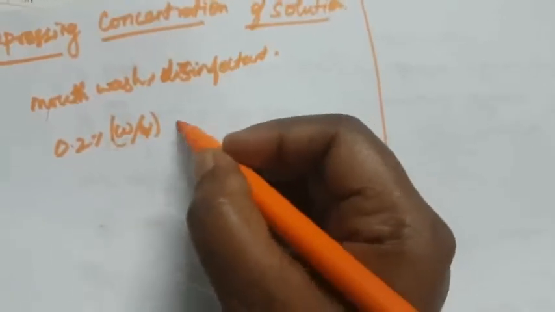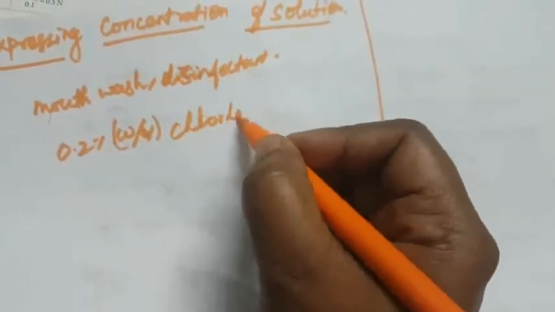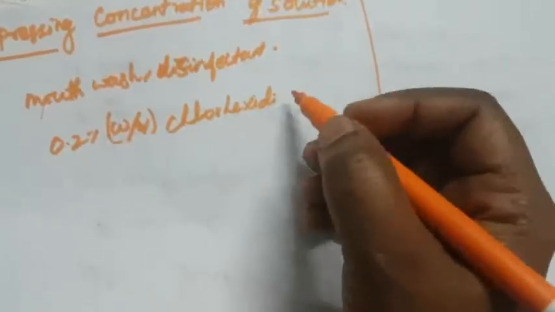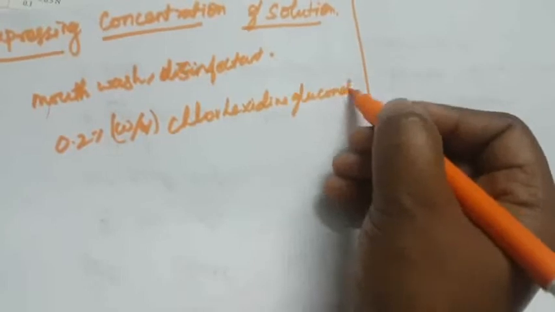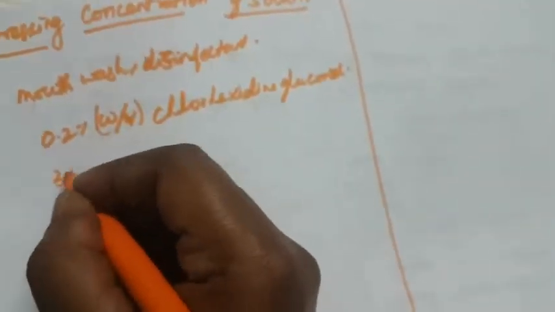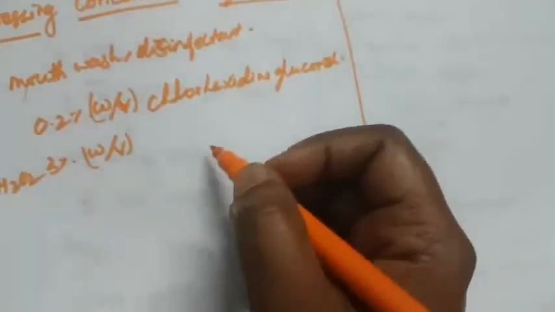So that is chlorhexidine gluconate. That is the concentration commercially available. Hydrogen peroxide is 3% weight per volume. So that is hydrogen peroxide, H2O2. So these are all the ingredients.